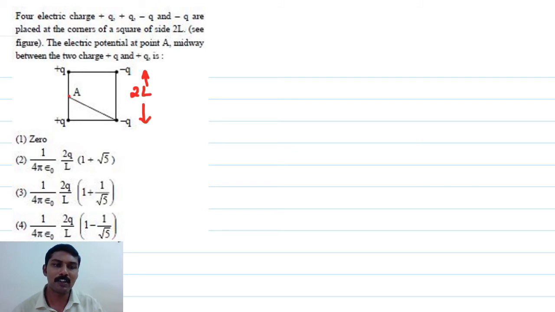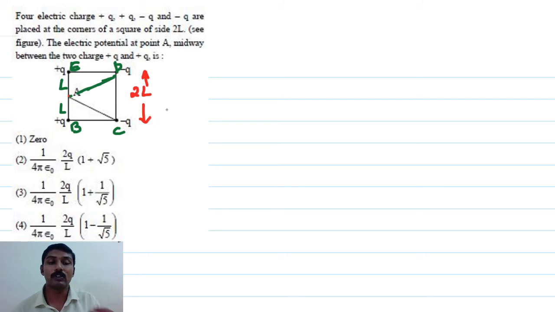For simplicity, we join this to this particular point as well, to make our figure more clear. Obviously this distance is L, and this distance is L. So we have to find the total potential at this location. For that, I'll name these points. Here I've already taken A, so I'll put this particular point as B, let this be C, this is D, and this is E.